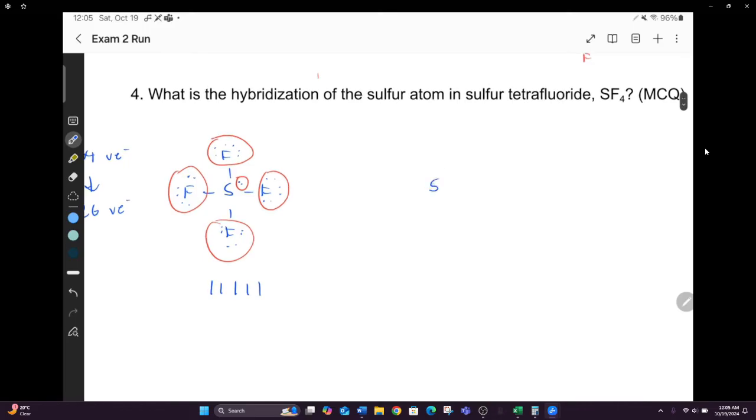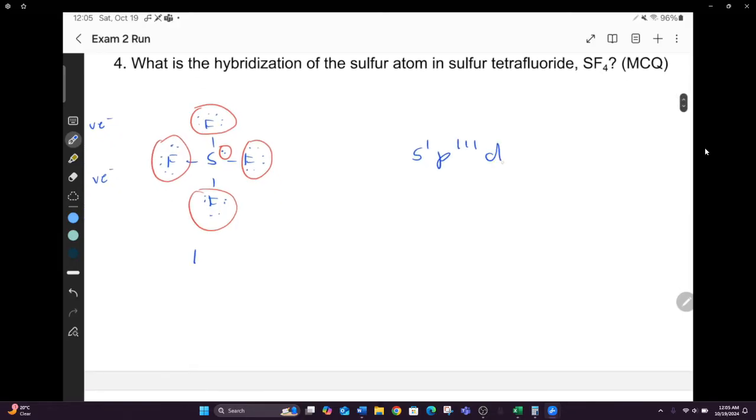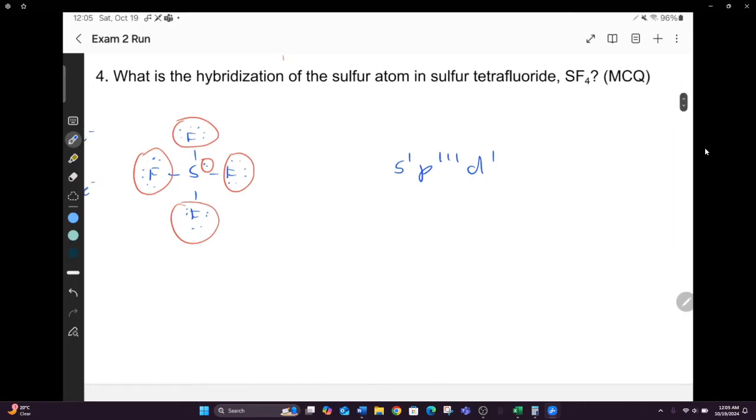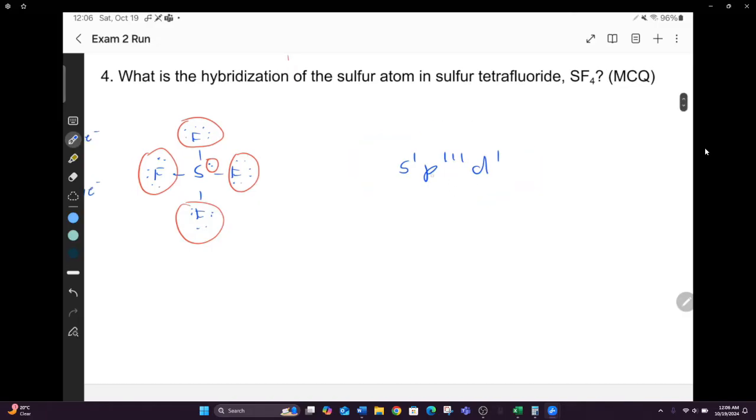So we have S, and S can go up to 1. I'm going to erase one tally mark. We have P, and P can go up to 3 tally marks, so 1, 2, 3, and we have a D, 1. That's how I do this kind of question, where you start taking off the amount of groups as you add them to your hybridization scheme. And if we put this into numbers, it would be SP3D.